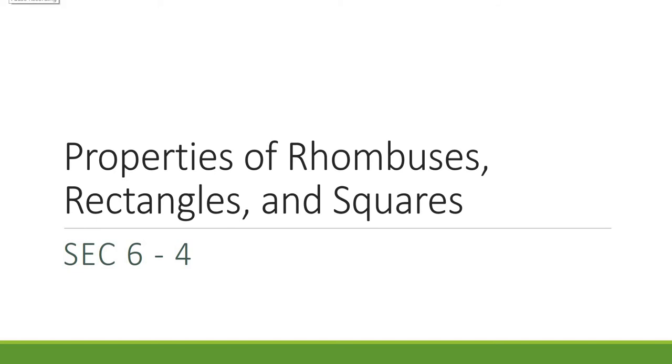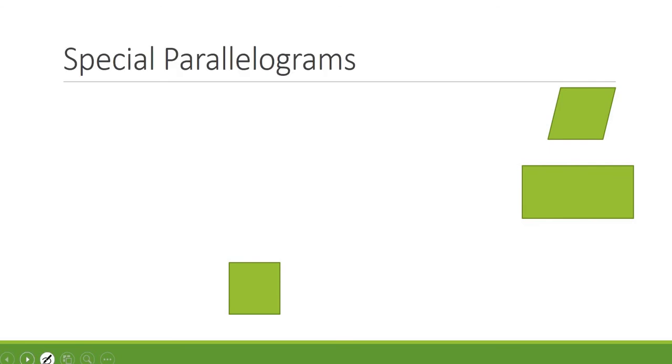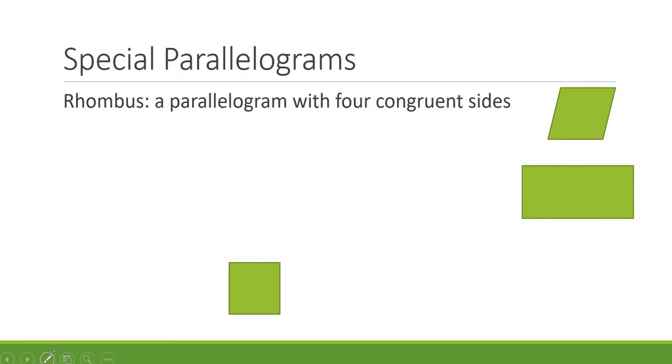Properties of rhombuses, rectangles, and squares is what we're going to look at in section 6.4. So let's look at some definitions first. Special parallelograms. A rhombus is a parallelogram with four congruent sides.